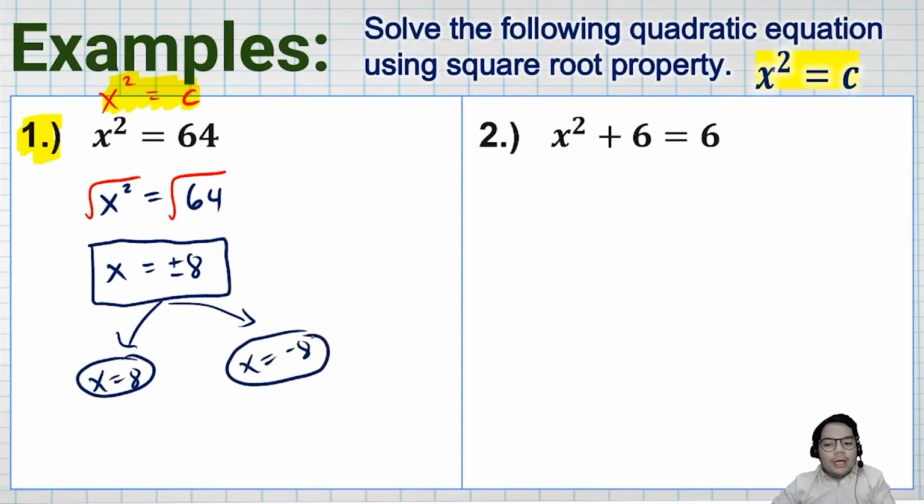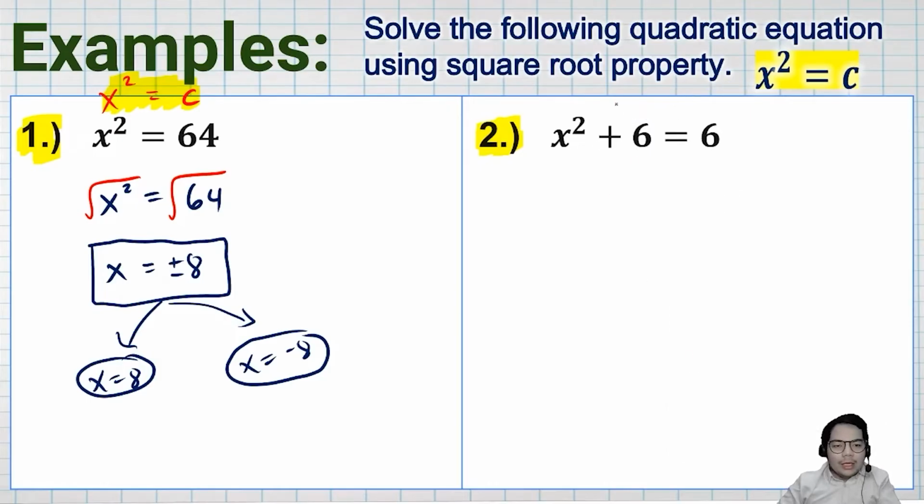Sinulat ko lang siya ng positive negative 8 para mas maigsi. Diba? So, kayo bahala. I will consider yung magkahiwalay. I will also consider yung magkasama na positive and negative 8. Naintindihan po ba? Okay. Let's proceed with number 2. So, tanungin natin ulit yung sarili natin. Is it on the form of x squared is equal to c? So, titigan natin.